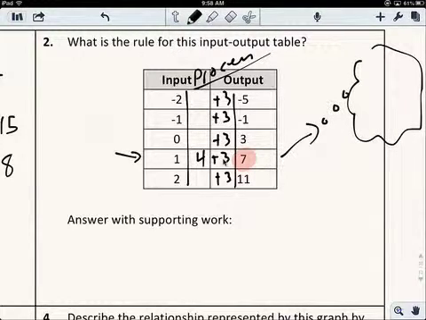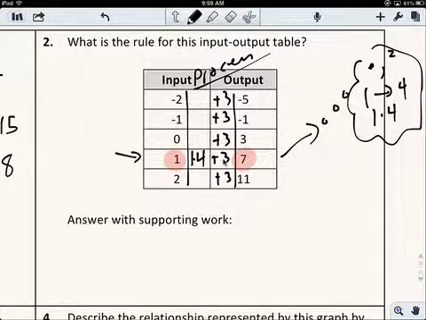I need to use multiplication or squaring to go from 1 to 4, because I need to use my input of 1 to get this 4 so that I can then add 3 to it and get 7. So the thing I'm going to think of is I'm going to try 1 times 4. And so I'm going to write 1 times 4 here, and that's what I think the rule is probably going to be. So then I'm going to test that out.